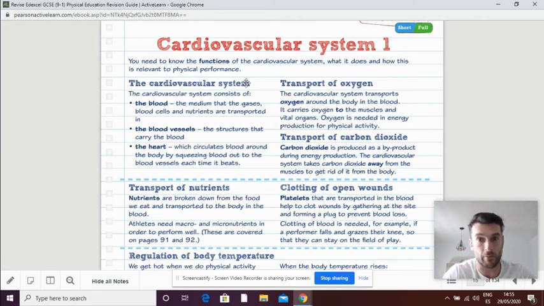It also transports carbon dioxide. So carbon dioxide is the byproduct of energy production. We do not want it in the body. So the cardiovascular system will get rid of this carbon dioxide and take it away, bringing it back to the heart. The name of that is venous return.